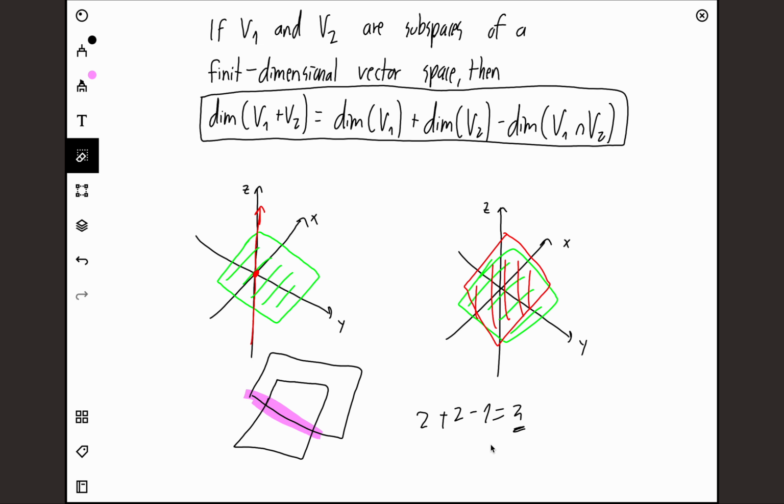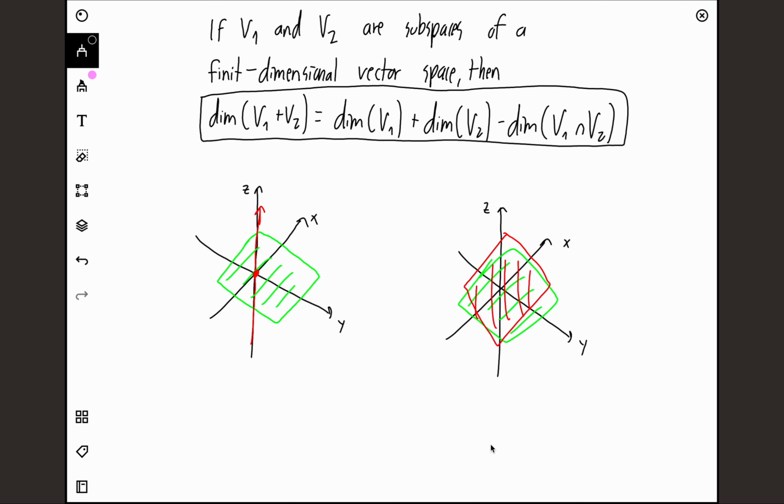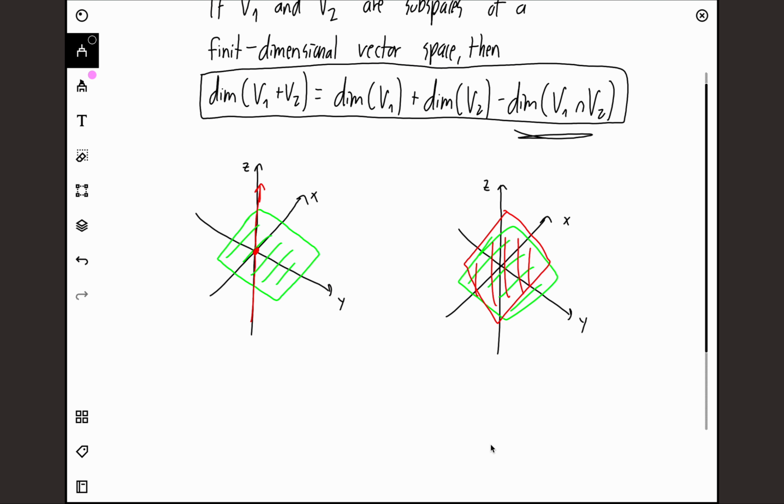So again, two planes also span 3D space, but they have some intersection, and here the intersection is a line. This is why we need this term here, and this is why it makes sense. The dimension of the sum is the dimension of each subspace minus their intersection. With the line and the plane, the intersection is 0, and with two planes, the intersection is 1. In both cases we get 3D space.